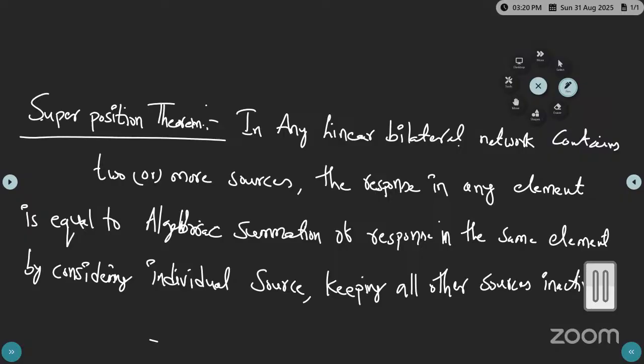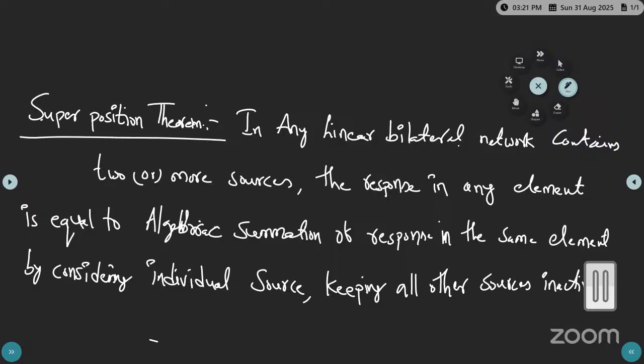When we consider individual source, for example, a problem consisting of two voltage sources, what you have to do? Consider only one voltage source. What is the current in R3, for example? Consider the second voltage source. What is the current in R3? Add these two currents. When we are considering voltage V1, what is the current in R3? Consider V2, what is the current in R3? Add both. By considering individual source, keeping all other sources inactive, means V1 is present. What about V2? Absent. V2 is present. What about V1? Absent. So that is the meaning.